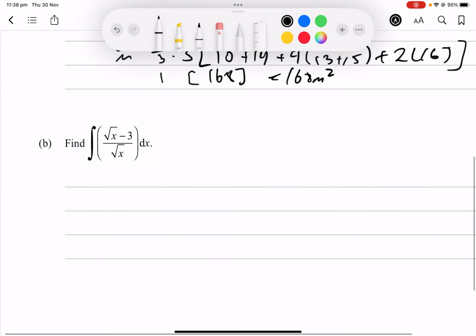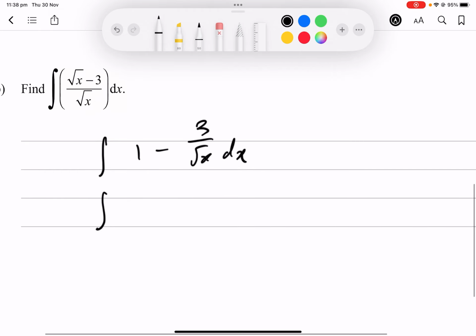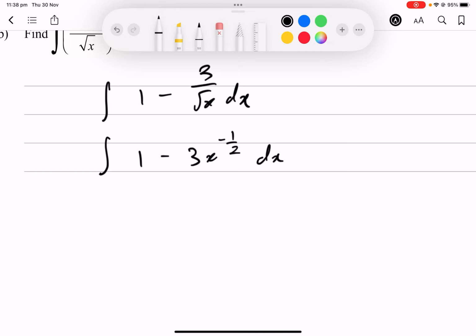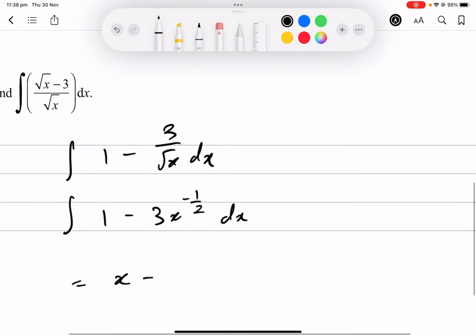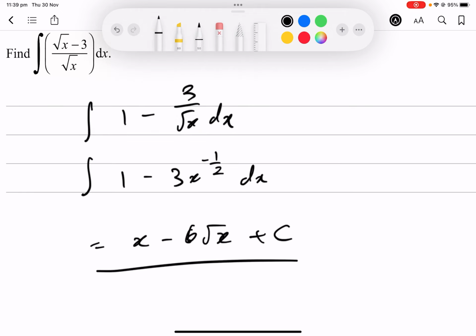So we can say find the integral of square root of x minus 3 on square root of x. For this question, we can probably just simplify by dividing through by square root of x. So we have the integral of 1 minus 3 on square root of x dx. We can rewrite this as the integral of 1 minus 3x to the power of negative 1/2 dx. And now it's just a matter of integrating. Remember, increase the power by 1, divide by the new power. So this is x minus 3 times x to the 1/2 divided by 1/2, so that's 6 root x, plus c. All right, that's an achieved level question there.